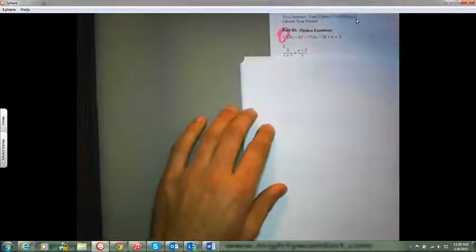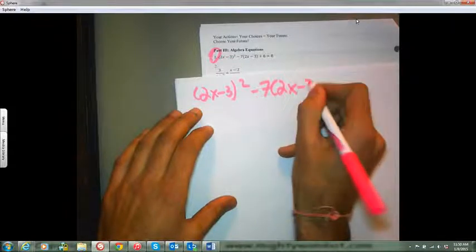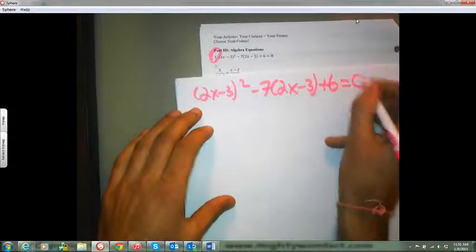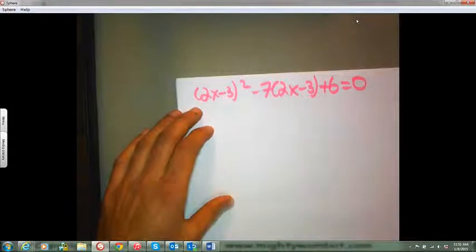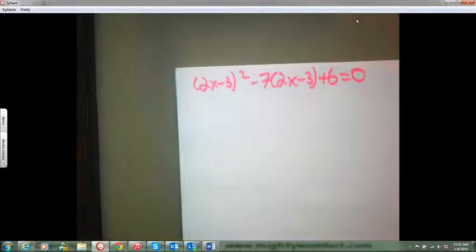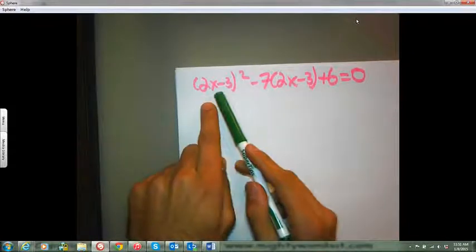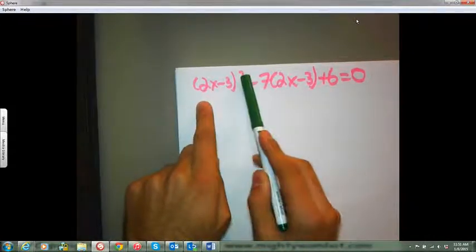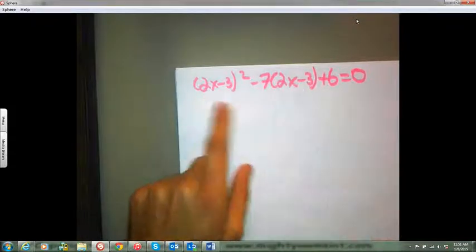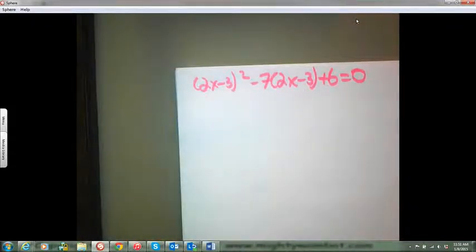So number 1 says 2x minus 3 squared minus 7 times 2x minus 3 plus 6 equals 0. Some people yesterday in class already had started working on this, and they were multiplying this out. So they just took this, they said, let me square it, they multiplied all this, they combined like terms, and then they got the answer.